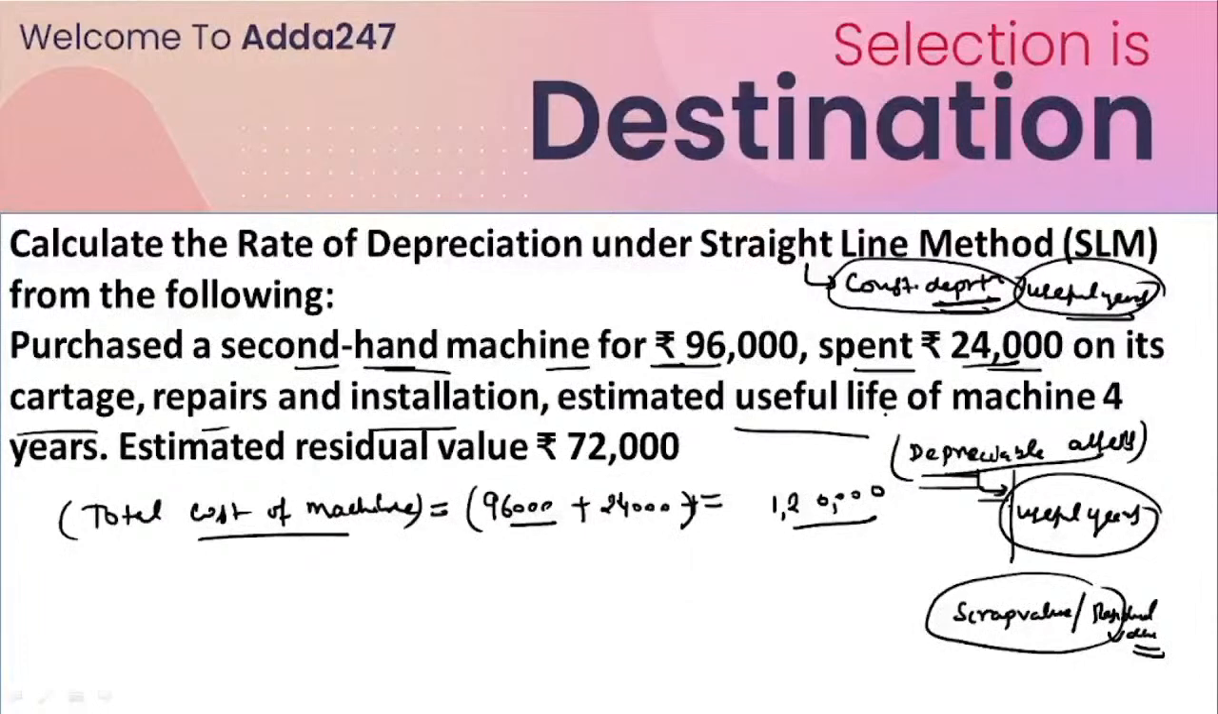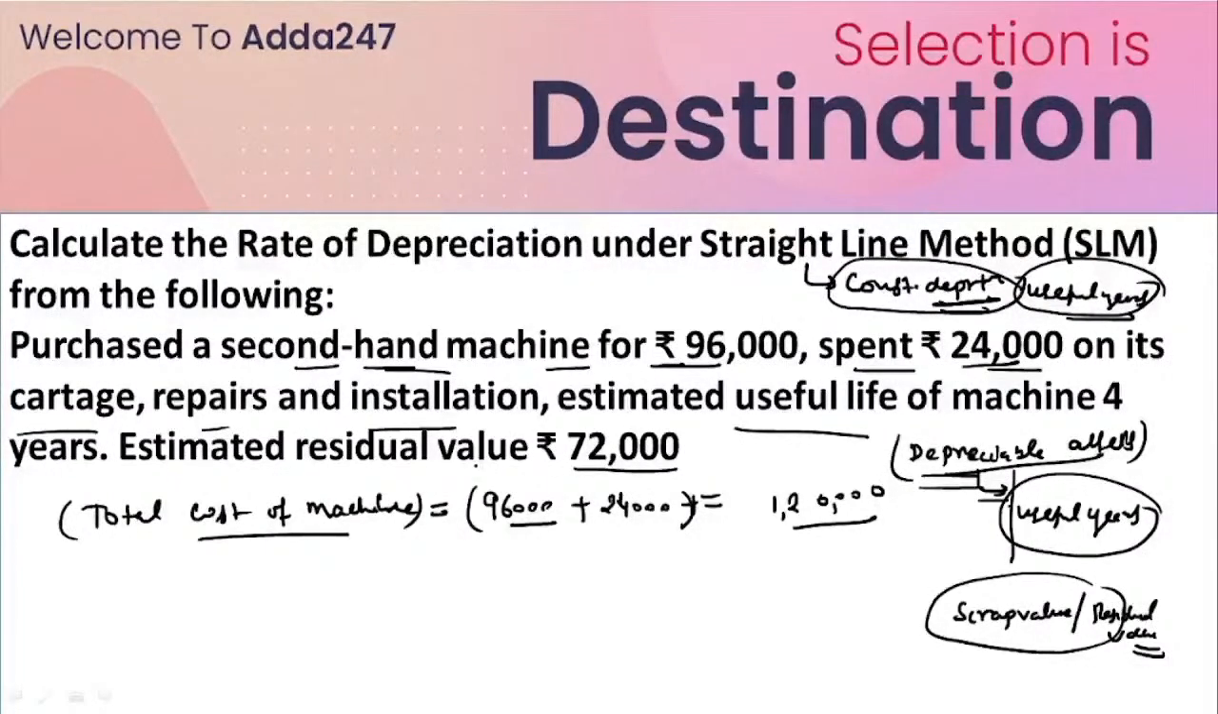Like in this question, sometimes the question may also be asked like this: after the useful life of 4 years, the value of the machine would be 72,000 rupees. So now you have to understand that this value would be the residual value.